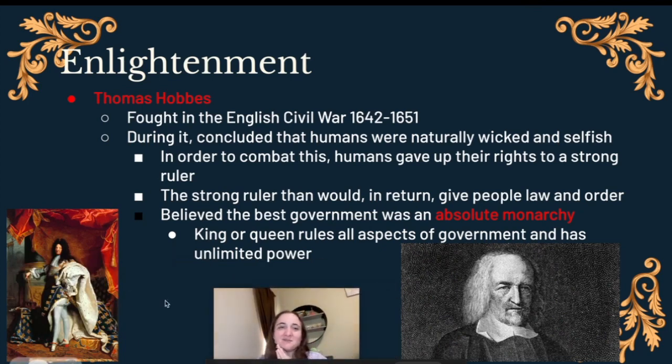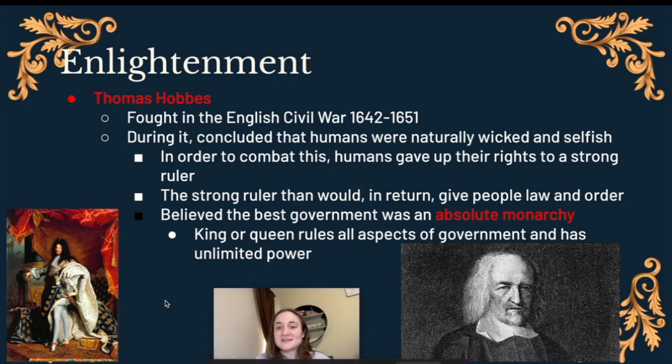So let's talk about Thomas Hobbes first. He fought in the English Civil War, which lasted from about 1642 to 1651. So that's 9 years. That's a long time to be fighting in a war. So it's definitely going to do some damage to his beliefs in humanism. During it, Hobbes concluded that humans were naturally wicked and selfish. And in order to combat this, humans would give up their rights to a strong ruler. But in return, that strong ruler would give people law and order. So yeah, he was kind of a pessimist when it came to his views on humankind.